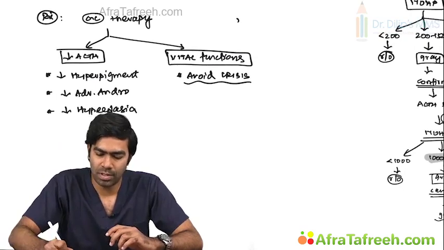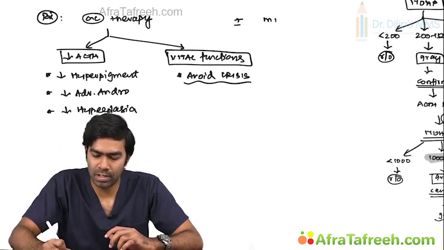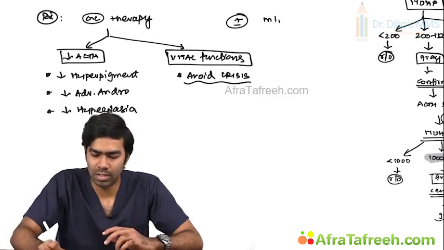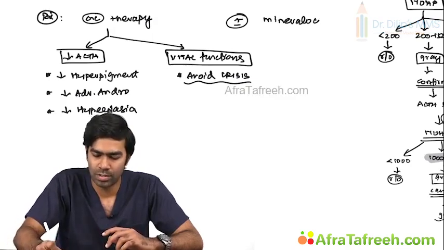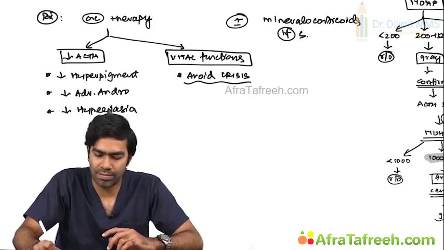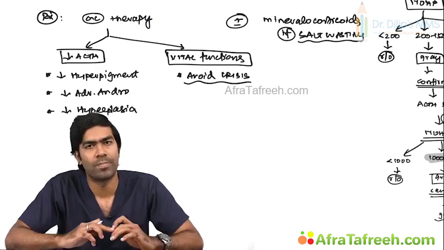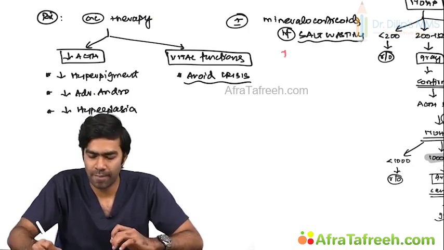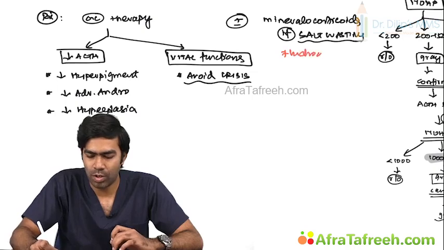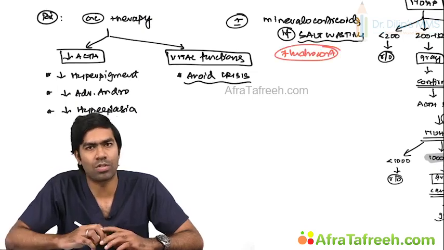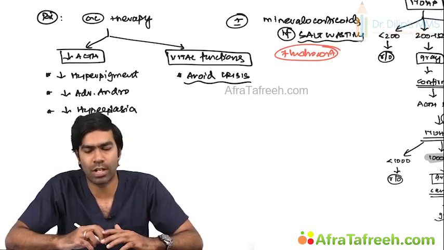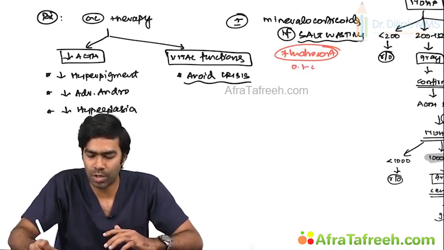At the same time, the patients might need, I'm writing plus or minus, mineralocorticoids, if the child is having salt wasting. If the child is not having salt wasting, you don't need to give mineralocorticoid at all. The usual mineralocorticoid of choice will be, easy, fludrocortisone, which is the only commercially available mineralocorticoid as of now. The dose is usually 0.1 to 0.4 milligrams per day.